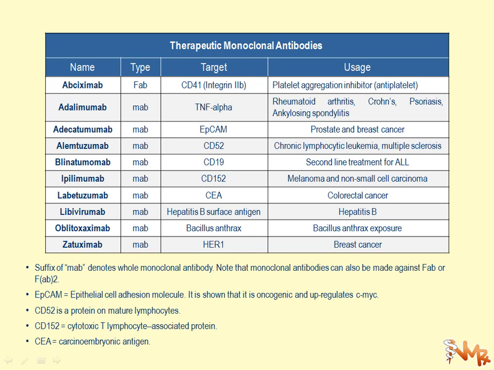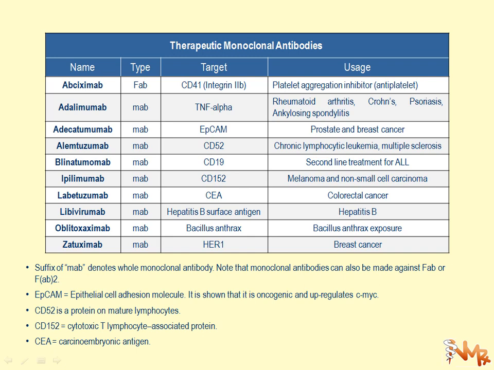Next one is adecatumumab. Target is EpCAM. Usage is for prostate and breast cancer. The next one is alemtuzumab. Target CD52. Usage chronic lymphocytic leukemia and multiple sclerosis. Blinatumomab. Target is CD19. Usage second line treatment for ALL.